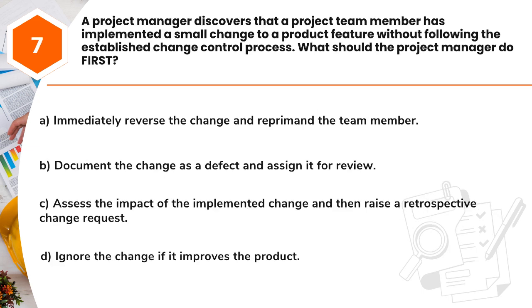Question 7. A project manager discovers that a project team member has implemented a small change to a product feature without following the established change control process. What should the project manager do first? A. Immediately reverse the change and reprimand the team member. B. Document the change as a defect and assign it for review. C. Assess the impact of the implemented change and then raise a retrospective change request. D. Ignore the change if it improves the product.